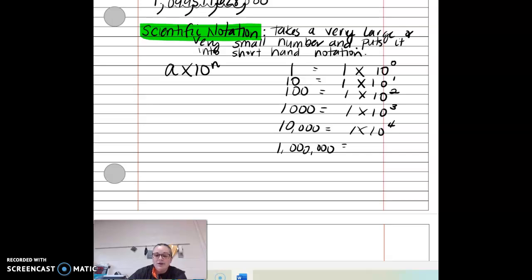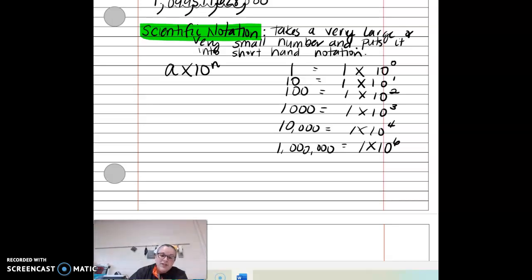Here I have 0 zeros, so my exponent is 0. Here I have 1 zero, so my exponent is 1. 3 zeros or 3 places would be 3. Here I have 4 zeros, so it's to the fourth power. If I have 6 zeros, this would be 1 times 10 to the sixth power.